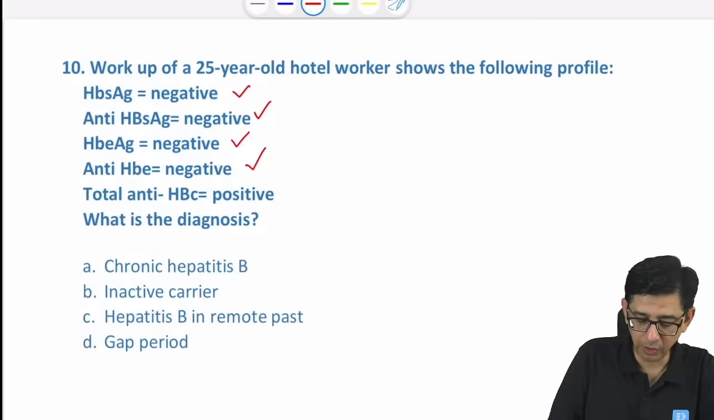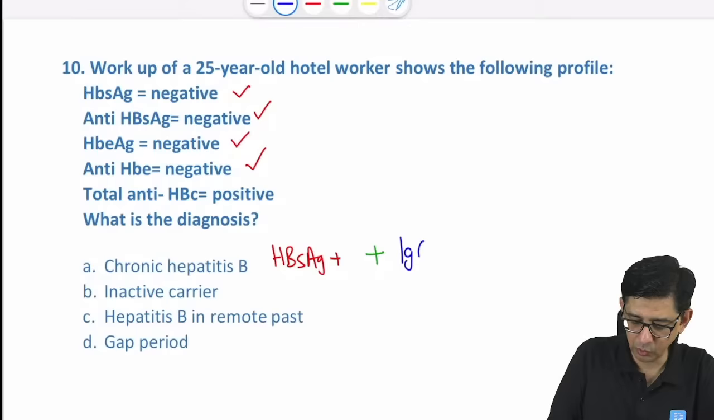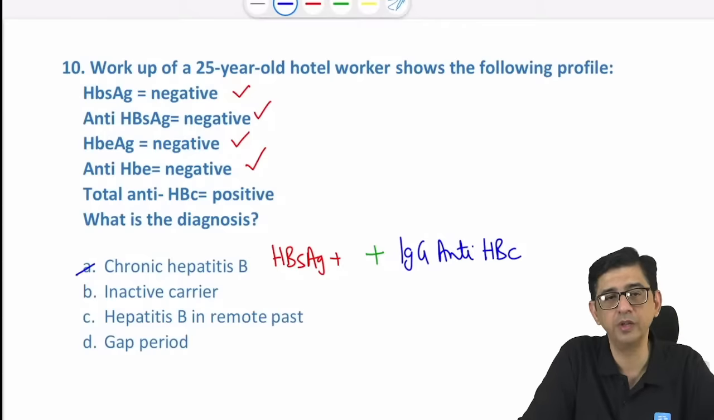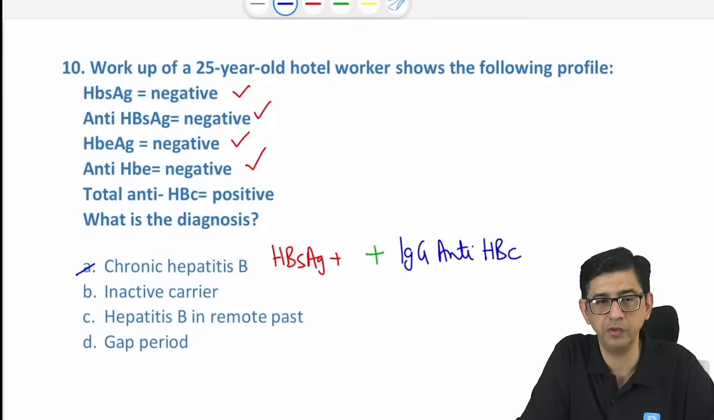Then for chronic, you need two things. Chronic has to be with surface antigen positivity. And along with that, you need the presence of IgG class of antibody to the core antigen. So what I can say at the moment is, because surface antigen is turning out to be negative in the case, it cannot be chronic hepatitis B.